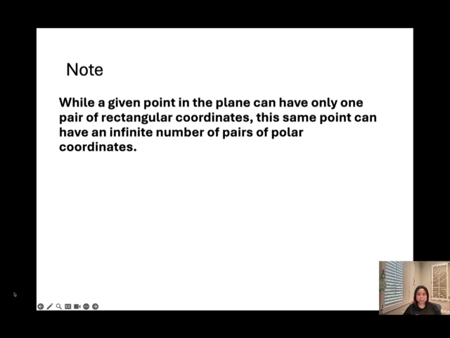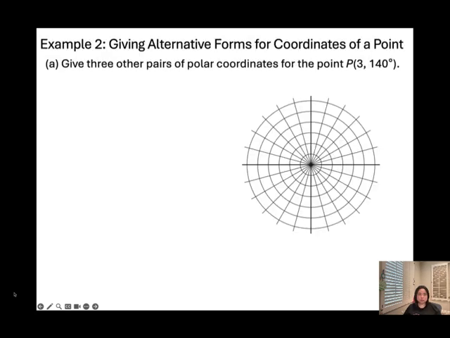Note that while a given point in the plane can have only one pair of rectangular coordinates, the same point can have an infinite number of pairs of polar coordinates. We do have different ways to write the same polar coordinates. Look at this example. Give 3 ordered pairs of polar coordinates for the point P, 3 and 140 degrees. First thing, we try to graph this point P. 140 degrees is somewhere about here, right? And then 3 units; I will assume each mark is 0.5: 0.5, 1, 1.5, 2, 2.5, and 3. So this is 3 here, with 140 starting from the positive x-axis until here.